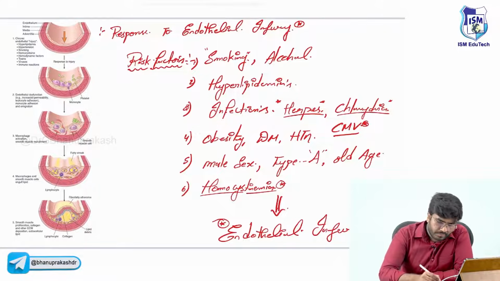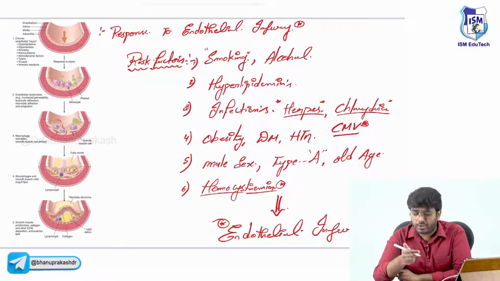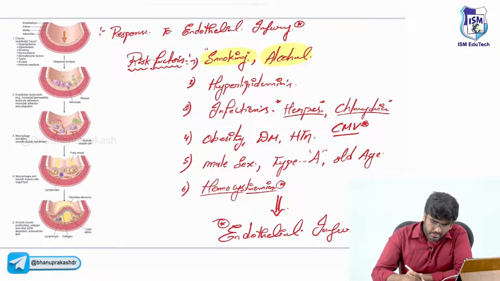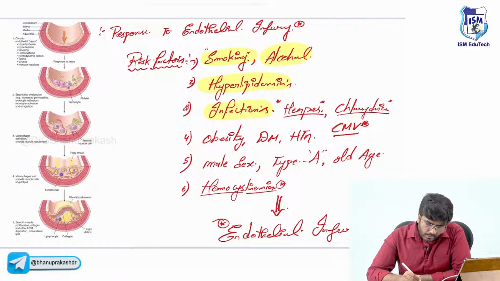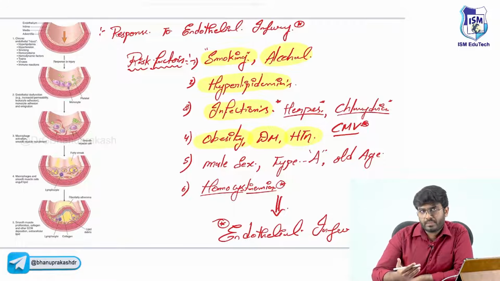Now, you should know which of the following are the modifiable risk factors and which are the non-modifiable risk factors. For example, which risk factors can you modify, which are under your control? Smoking, you can control it. Alcoholism, modifiable. Hyperlipidemias, you can control your lipid levels. Infections, you can take protection from getting these diseases. Herpes, a sexually transmitted disease, you can get protection, so it's a modifiable thing, right? And obesity, you can control your BMI. Diabetes can be controlled, hypertension can be controlled. These are all the things which are under your control, sir. You can control them.